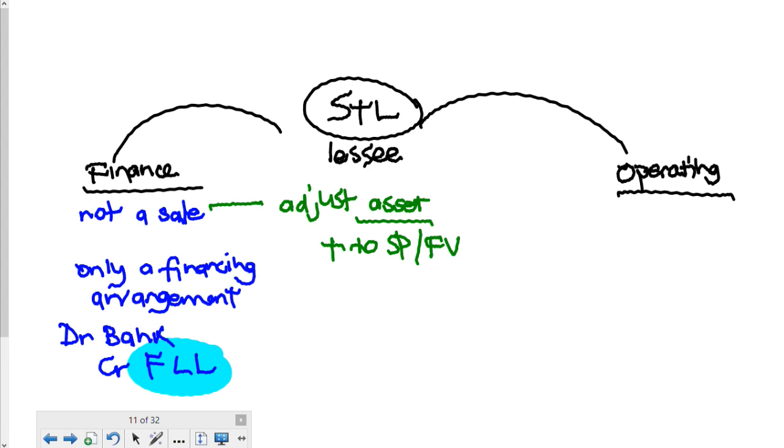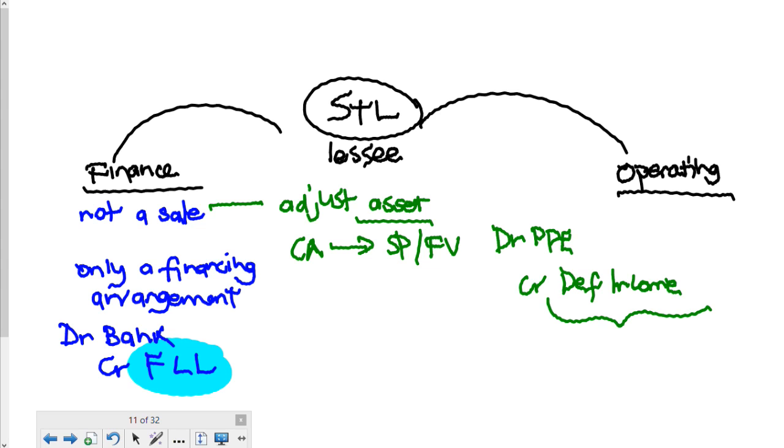So we have to make an adjustment whereby we're going to adjust the carrying amount of the asset up to the selling price or fair value. So I'm going to just say carrying amount must go up to selling price or fair value. The journal entry for that is to debit PPE and credit deferred income. Deferred income. This deferred income I will amortise over the lease term.